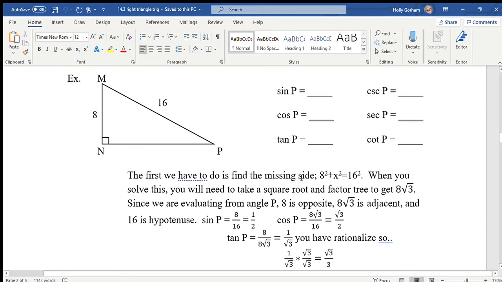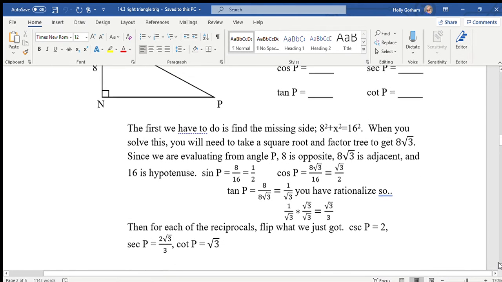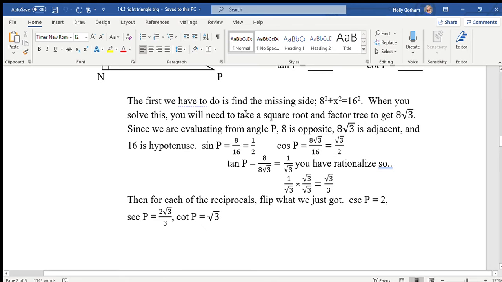Then when you use your ratios from above, SOHCAHTOA, you'll find that you get these values for sine, cosine, and tangent. Just remember on tangent, you're going to have to rationalize because we can't leave a root in the denominator. Now, for the reciprocals, all you have to do is flip these answers.